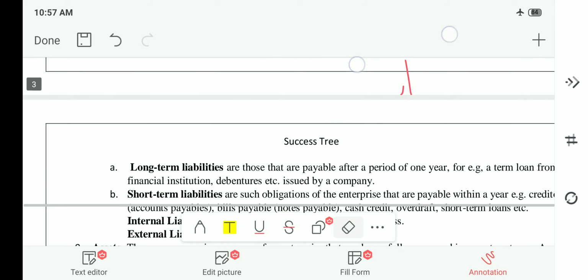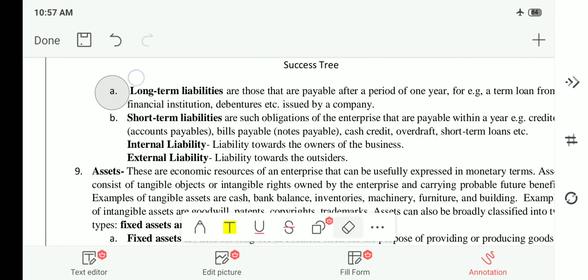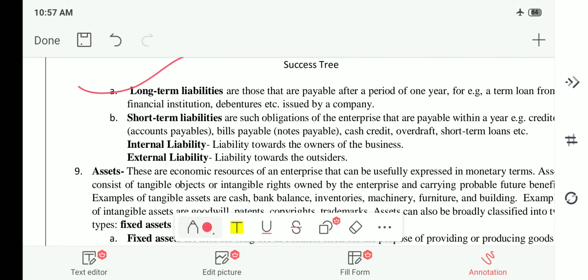Now we will see which are the types of liabilities. These are classified into two categories: one is long-term liability and the other is short-term liability. What are long-term liabilities? They are those that are payable after a period of 1 year. This is important, as I have told you. In terms of accounting, a span of 1 year is short term, and above 1 year it is long term. So long-term liabilities are those that are payable after a period of 1 year.